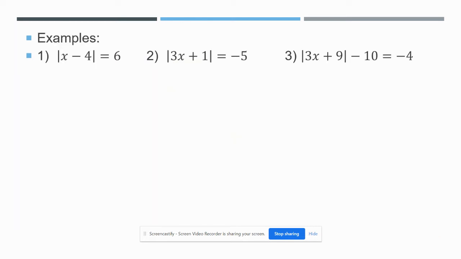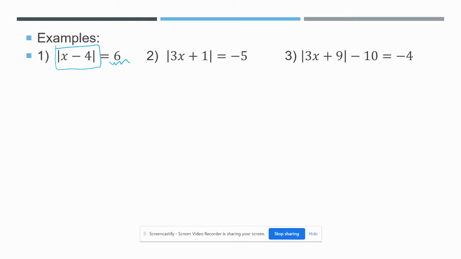All right, so our examples. First thing we need to do is check to make sure our absolute value is all alone, meaning there's nothing touching either side of the absolute value symbol itself except an equal sign. And that's true here, so we're good to go. Then we want to check what it's equal to. That value has to be greater than or equal to 0. 6 is greater than or equal to 0.